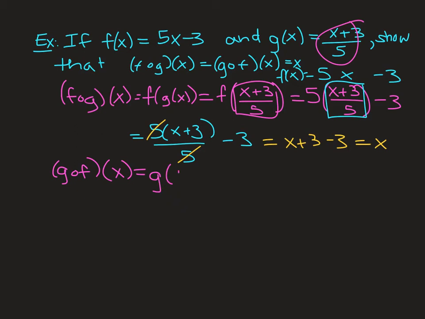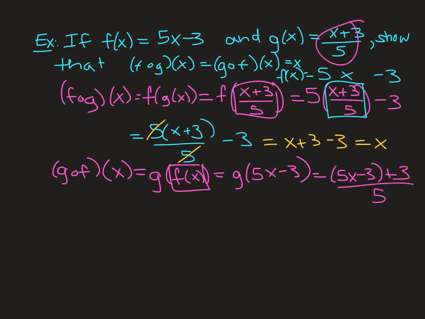So I'm going to rewrite g of f of x like this. And for this f of x, I'm going to substitute in 5x minus 3. Now I put that into the g equation. So I have (x plus 3) over 5. In for that x there, I substitute in 5x minus 3. Then I add the plus 3 and I put it over 5. From there, I'm going to simplify everything I can. I get 5x minus 3 plus 3 is 0, so I just have 5x over 5, which simplifies to x.